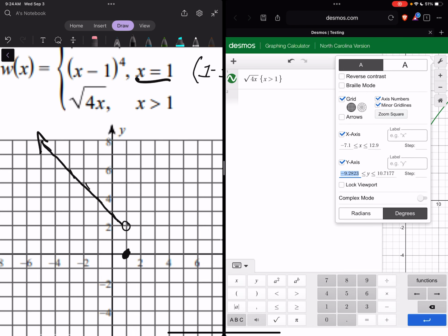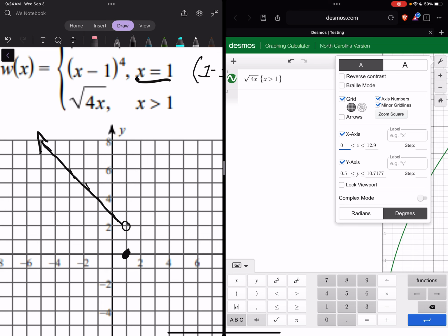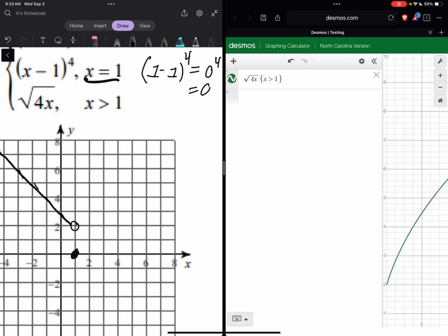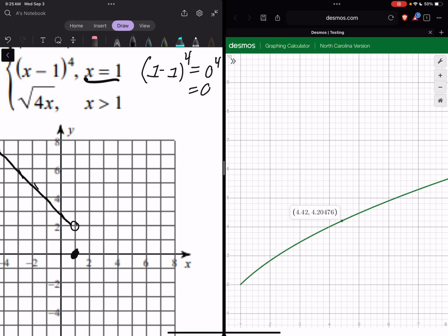So there's my function. Now, since I'm just trying to graph this portion, instead of going to the entire graph, I'm going to go to 0.5, because that's a little bit less than the 1, and I'm going to go up to my 8, which is what the y-axis is. So there's my graph, what it's supposed to look like. At 1, it is supposed to be at 2. It's an open circle already. The next nice clean value we get is at 4, at a value of 4.